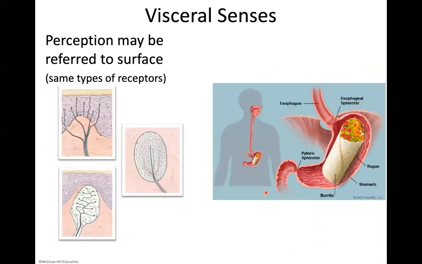So I said that you can have interoceptors, these visceral senses, and in this case, it's the same type of receptors, but now they're inside of the body. So you can have free nerve endings inside of the body. You can have Meissner's corpuscles inside of the body, or Pacinian corpuscles on the inside of the body. And this is one way, for instance, that you can tell when your stomach is full. It's because you have these mechanoreceptors in the linings of the internal organs. So these would be mechanoreceptors, and they'd be interoceptors. And this would be considered a general sense.